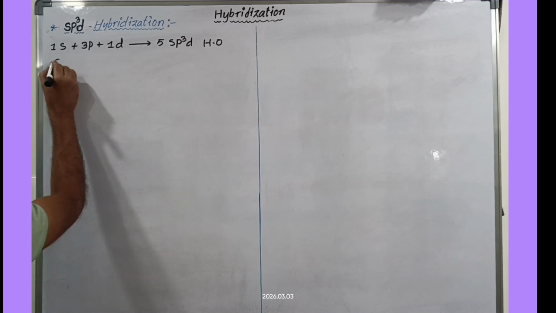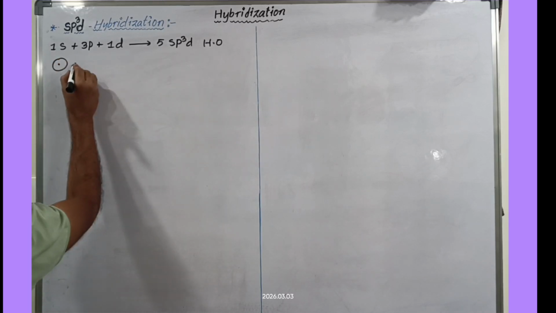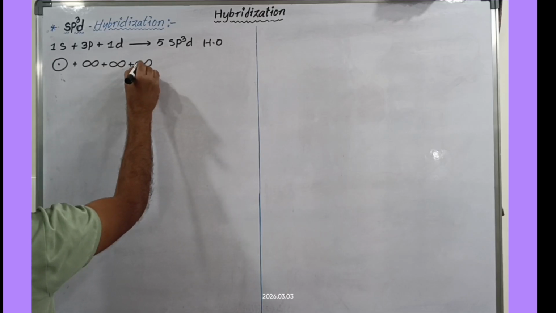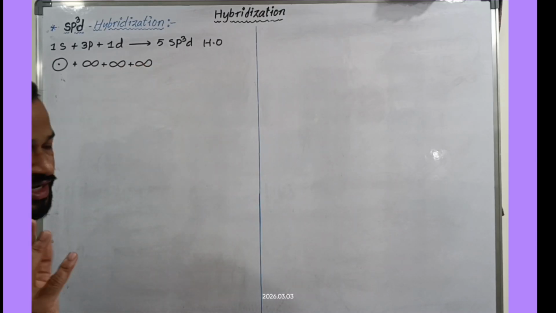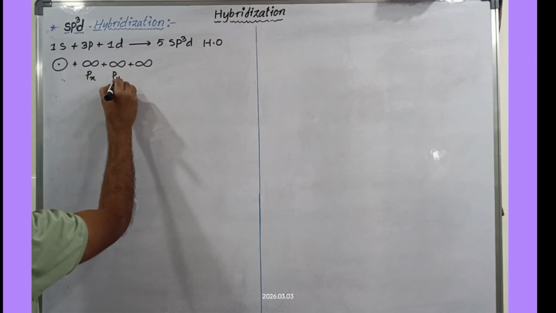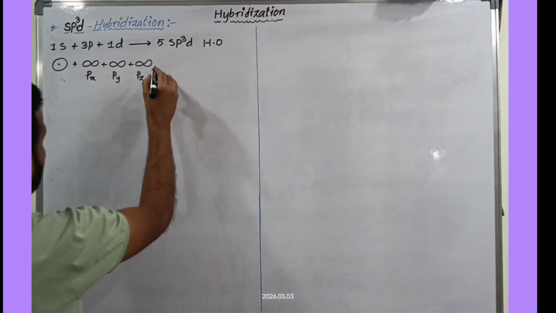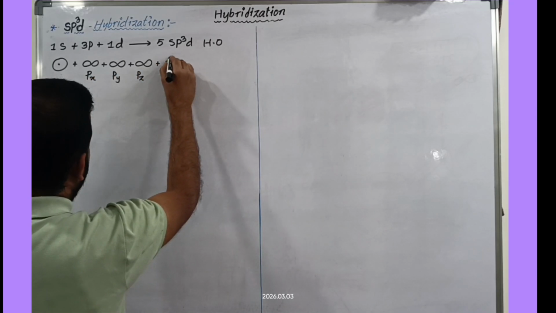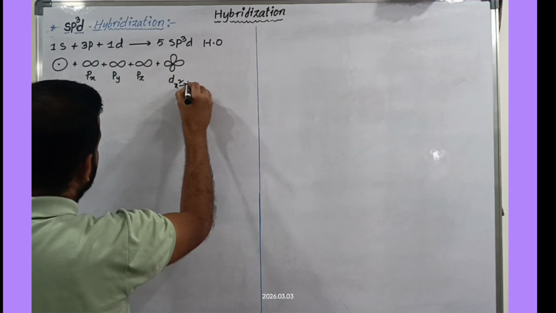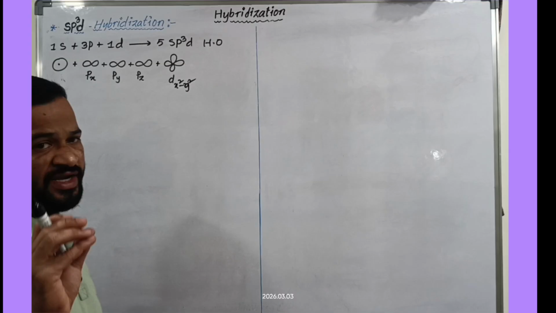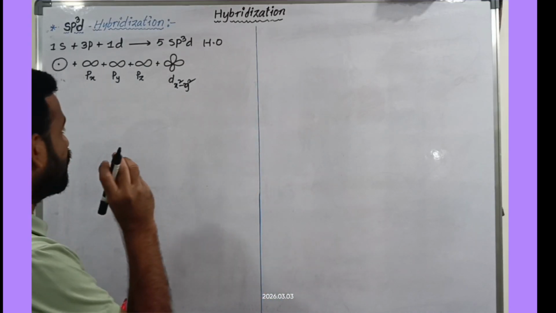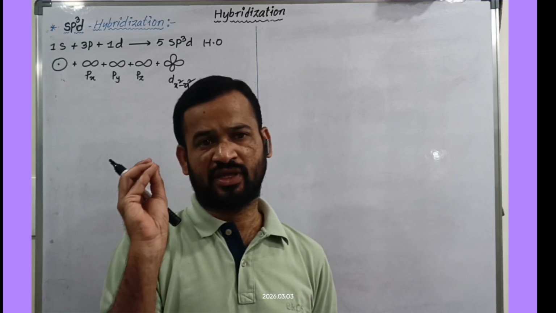Diagrammatically, the s orbital has a spherical shape and the p orbital has a dumbbell shape. We know that the p subshell contains three types of p orbitals: px, py, and pz. Next, the d orbital also has a dumbbell shape, and the d subshell contains 5 d orbitals. In this sp3d hybridization, the dx square minus y square orbital will participate.